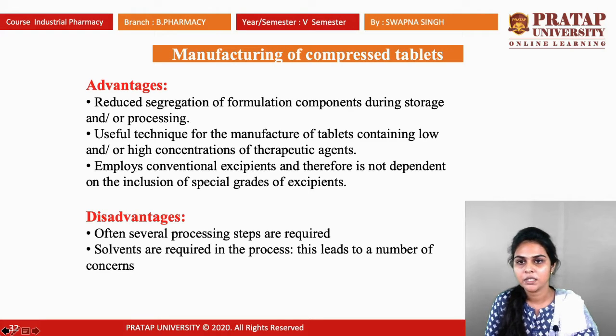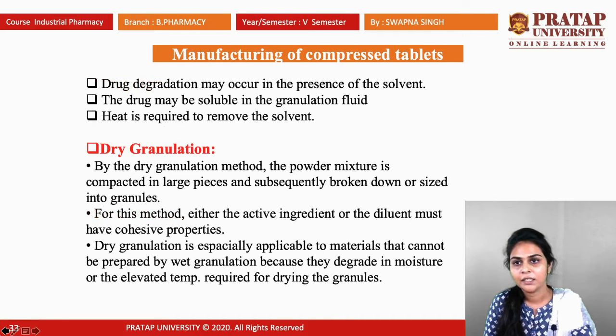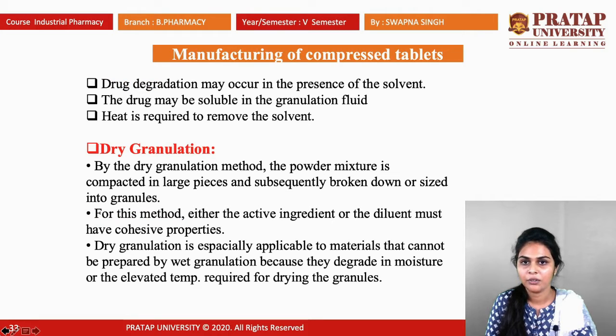After these advantages, there are some disadvantages also of the wet granulation process, because in this process often several processing steps are required. Solvents are used in the process that leads to a number of concerns. The solvents we are using in the wet granulation process have different properties. They must be non-toxic, they must be inert, and they must be chemically compatible with all the ingredients. Next, drug degradation may occur in the presence of the solvent. The drug may be soluble in the granule fluid. Heat is required to remove the solvent. So these are the disadvantages of the wet granulation method.